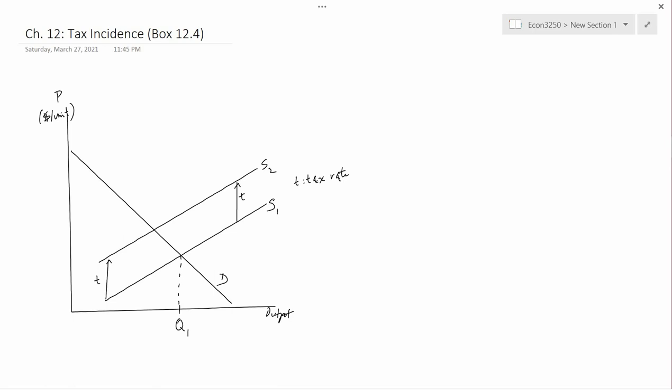What I want to do is drop a line. So the old equilibrium is here, the new equilibrium is here. I want to drop a line from the new equilibrium to the old supply curve. And mark the old price. And the new price. Here is the new quantity.